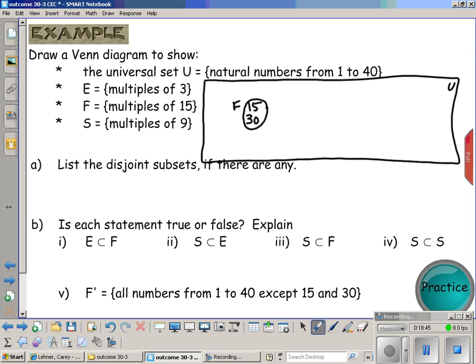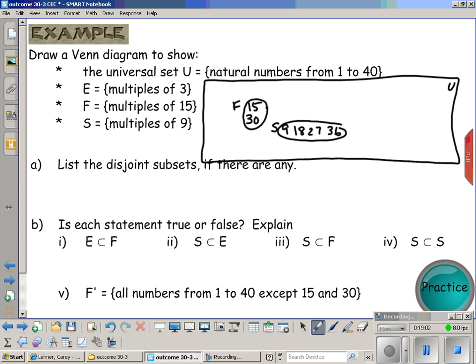Looking at our multiples of 9: 9, 18, 27, 36. Those are our multiples of 9. None of those overlap, so they are definitely disjoint sets.